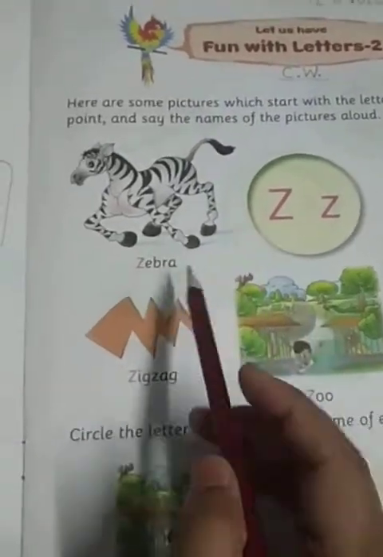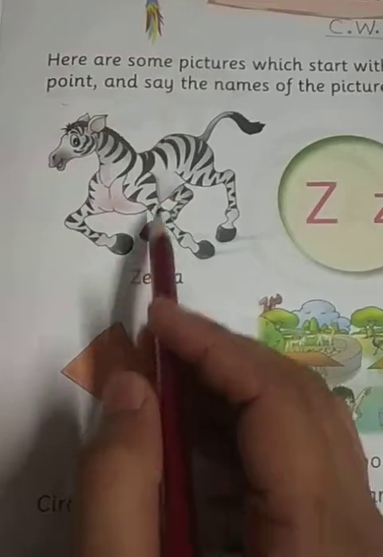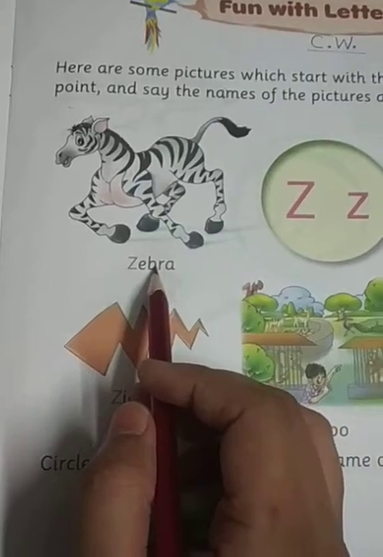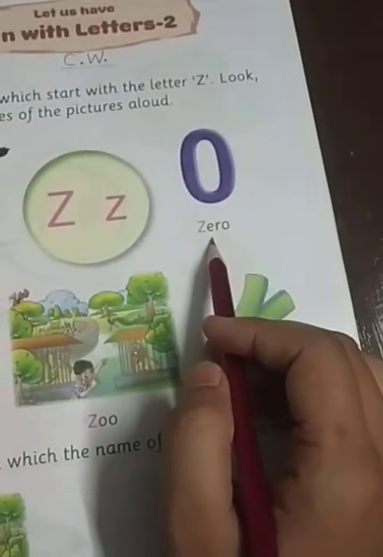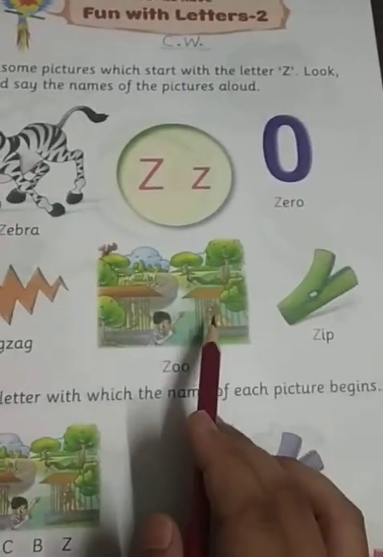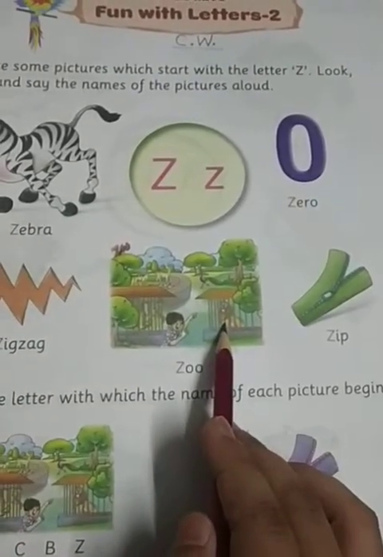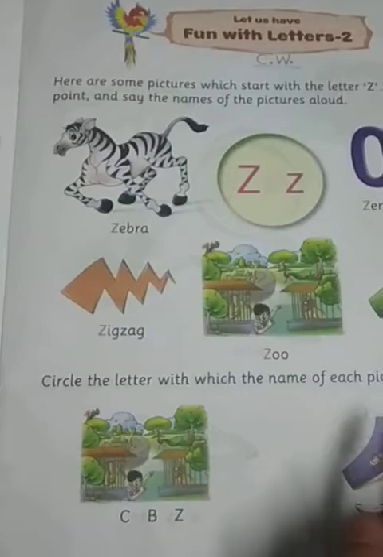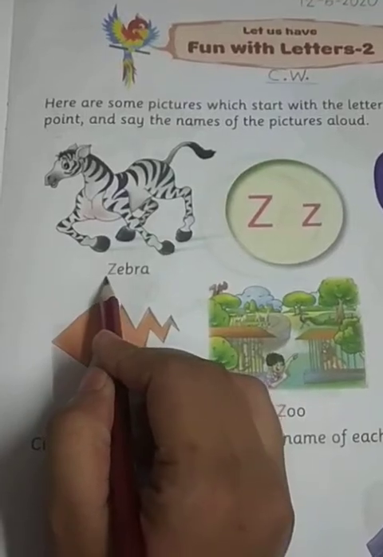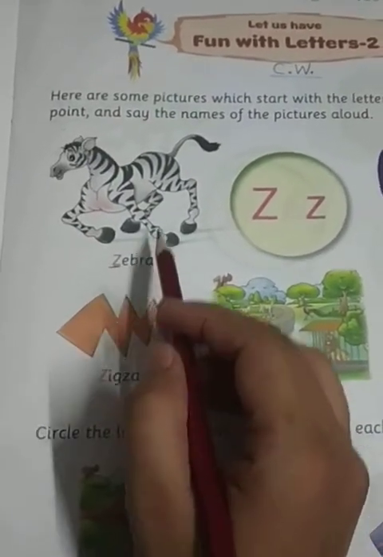Okay. Now look at the picture and then name them aloud. This is a zebra. Zebra. Zebra. Then zero. Zero. Zigzag. Zigzag. Zigzag. Zoo, zoo. Zip. So have you noticed one thing, that all the pictures begin with letter Z. Z means Z. So Z for zebra. Z for zebra.